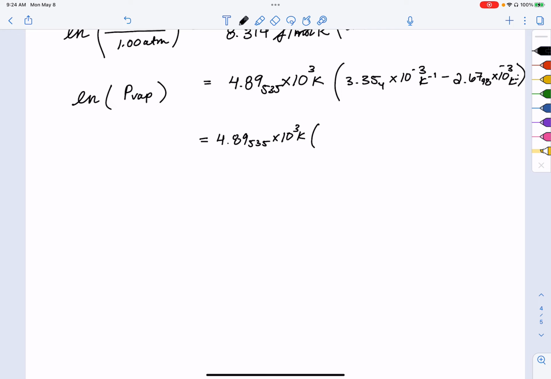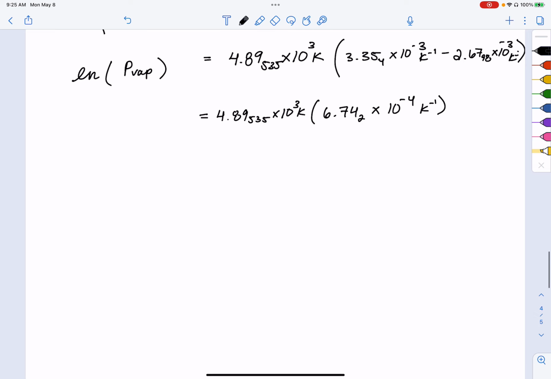Now let's get what this difference is. So let's see here. 3, 3, 5, 4. And 2, 6, 7, 9, 8. I get 6.74 carrying a 2 times 10 to the negative 4 inverse Kelvin. Please tell me if this math is not what you agree with. I would love to be corrected.